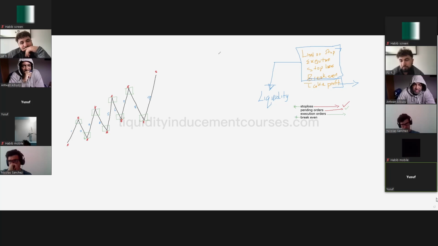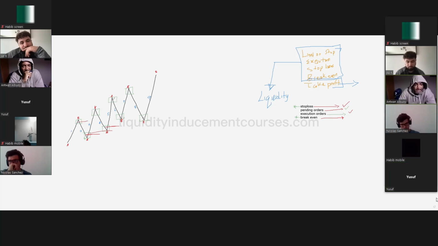Now, finally, we have the break even. Can you break even on a trade that has not been executed? No. So once your trade has been executed and it's in profit, what do you tend to do? You break even. And where do you tend to execute your trade the most? At the structural point. So most often than not, where do you break even? Within that structural level where you executed the trade. Does it make sense now?